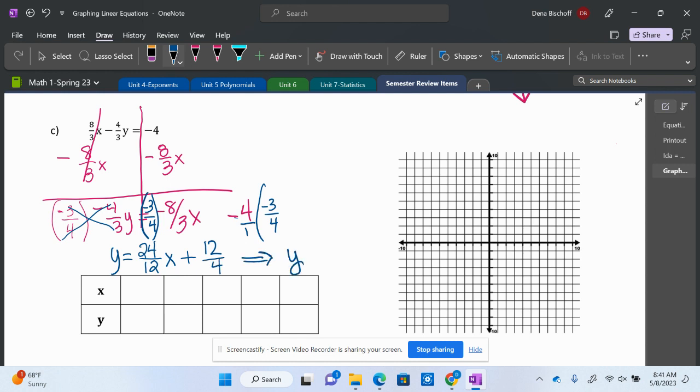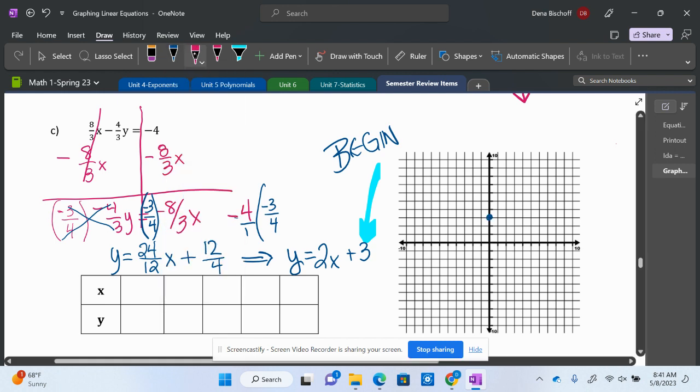Can I simplify that? What is 24 divided by 12? So 2x. And what is 12 divided by 4? Plus 3. That positive 3 is where I begin. Yeah, I'm really struggling spelling begin today. Has anyone noticed that? Every single time. Begin. So positive 1, 2, 3. Begin on the y-axis. And then what is my slope?